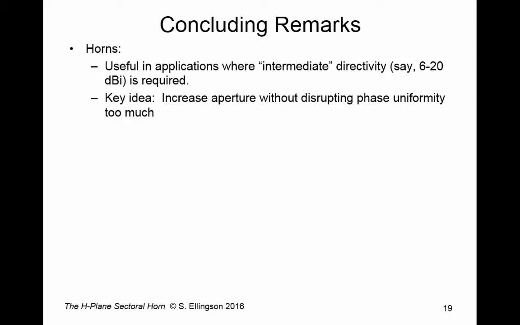The key idea in a horn is to increase aperture without disrupting phase uniformity too much. So again, we saw this trade-off. You can make the aperture an optimal size. If it's too small, you lose directivity because you've lost aperture. Make it too big, you lose directivity because of phase cancellation in the aperture.